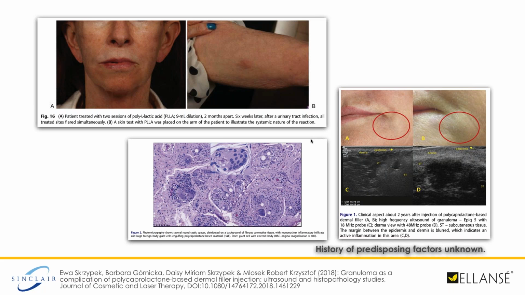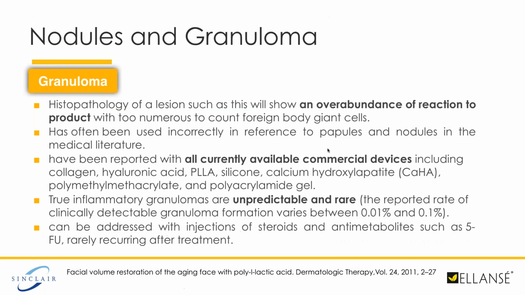From all the cases shown in the previous 2 slides, we understand that granuloma could occur after all kinds of filler injections. Distinct from nodules, the histopathology of a granuloma shows an overabundance of reaction to the product with too numerous to count foreign body giant cells. Granulomas have been reported with all currently available commercial devices, including collagen, hyaluronic acid, PLA, silicone, calcium hydroxylapatite, PMMA, and polyacrylamide gel. The occurrence of a granuloma is usually host immune related.